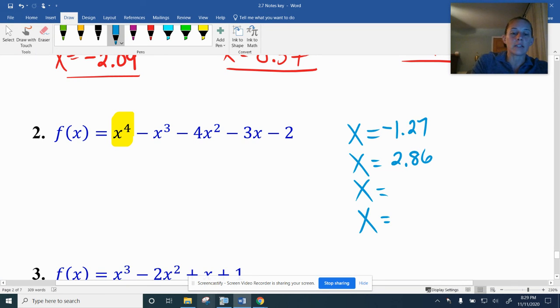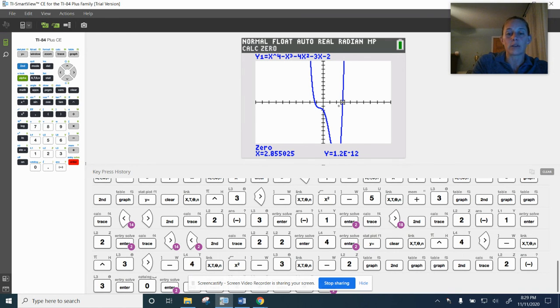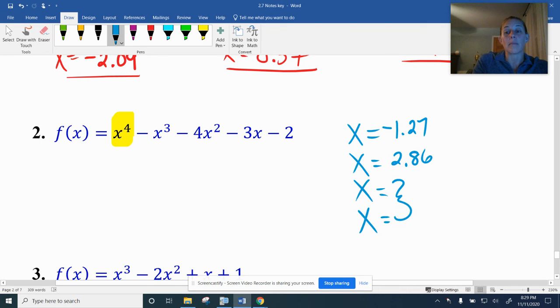Okay, now the last two, because we can tell there's no other intercepts that we can visually see, so we know the last two solutions then would be an imaginary or complex pair.